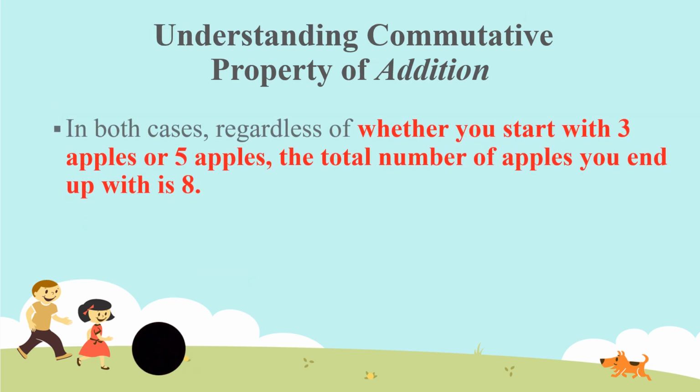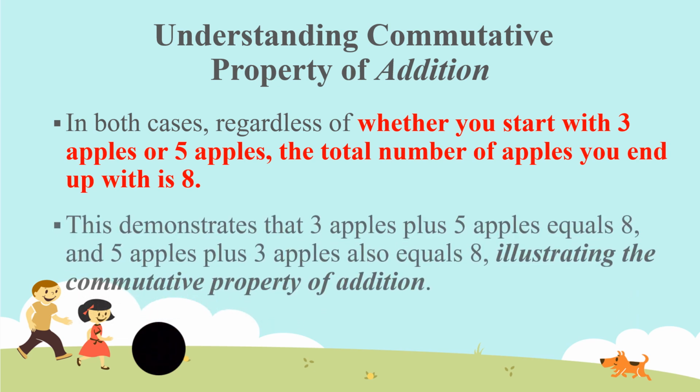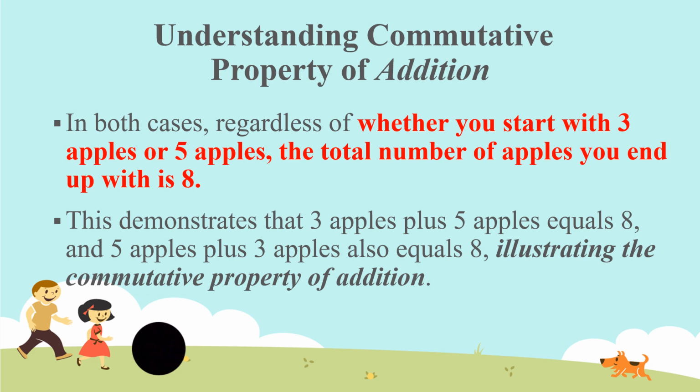In both cases, regardless of whether you start with 3 apples or 5 apples, the total number of apples you end up with is 8. This demonstrates that 3 apples plus 5 apples equals 8, and 5 apples plus 3 apples also equals 8, illustrating the commutative property of addition.